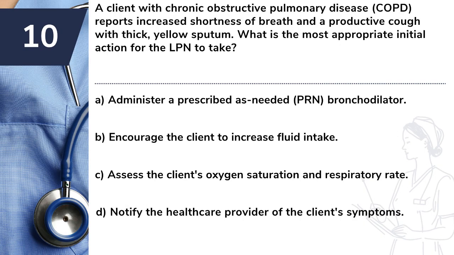Question 10. A client with chronic obstructive pulmonary disease, COPD, reports increased shortness of breath and a productive cough with thick, yellow sputum. What is the most appropriate initial action for the LPN to take? A. Administer a prescribed as-needed, PRN, bronchodilator. B. Encourage the client to increase fluid intake. C. Assess the client's oxygen saturation and respiratory rate. D. Notify the healthcare provider of the client's symptoms.